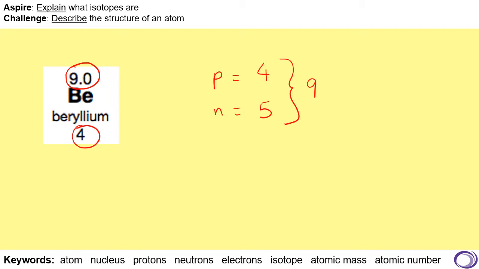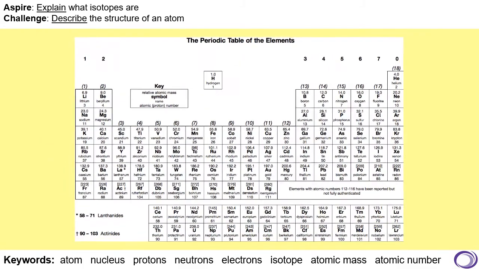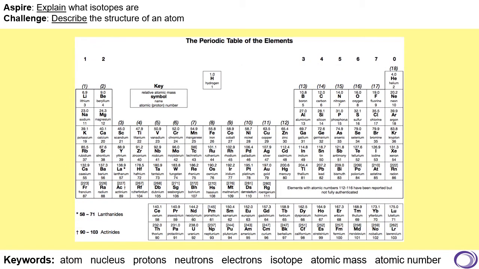Okay, and then the number of electrons, remember, is the same as the number of protons, so that is 4 electrons for beryllium. So in our nucleus, we've got our protons and our neutrons, and then we've got electrons in the shell. Let's pick another example now from our periodic table.